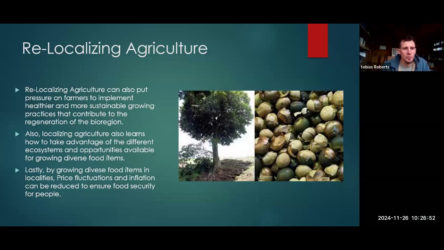Localizing agriculture also learns how to take advantage of the different ecosystems and opportunities available for growing diverse food items, right? Here in Central America, where I live, almost the entire coast, which is the best farmland, these lowlands, flat areas, are almost all grown for sugarcane, right? It is because the United States and Canada and other European nations want sugar, because sugarcane doesn't grow very well in cold climates.